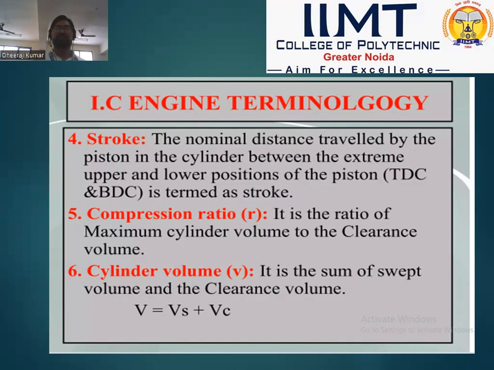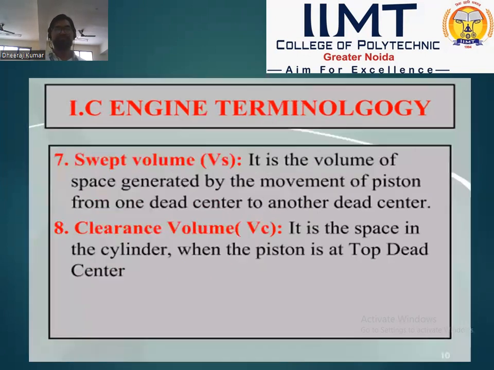Cylinder volume. It is the summation of swept volume and clearance volume. Swept volume. It is the volume of the space generated by the movement of the piston from one dead center to another dead center. In other words, swept volume is the volume covered by the piston when the piston moves from TDC to BDC. Clearance volume. It is the space in the cylinder when the piston is at top dead center.